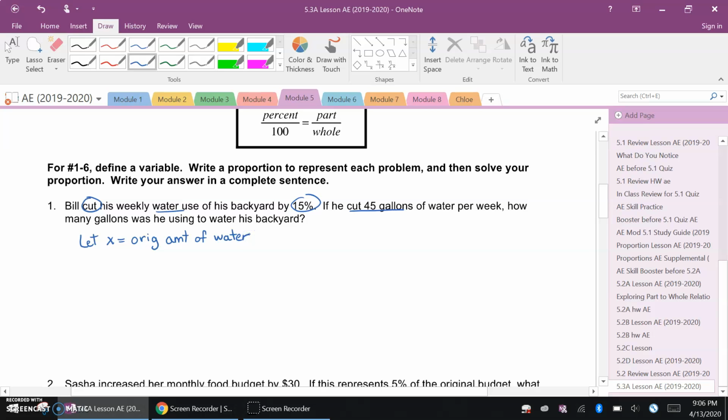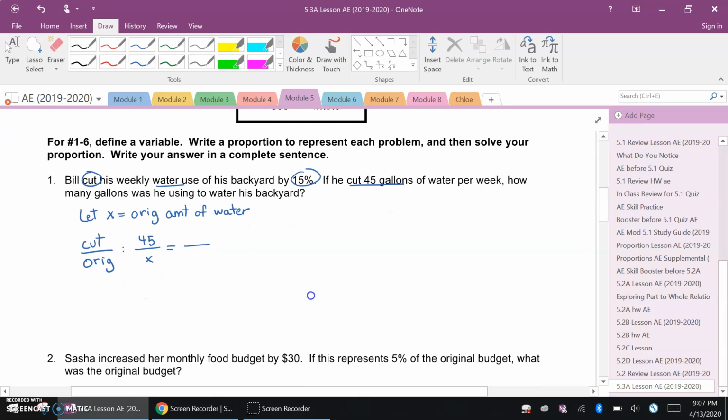So if he's cutting water, like cutting the use of the water, for our word ratio, we'll have water cut over original gallons of water. And now we're going to start using our part to whole relationships again. So he cut 45, so we need to make sure we put that on the top. We don't know how much he was using before. That's going to be our X. And then our percent, we have 15%, and percent is always out of 100. And now we're going to go ahead and cross multiply. So we have 15 multiplied by X is 45 times 100.